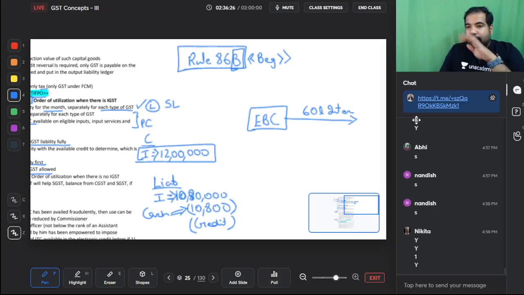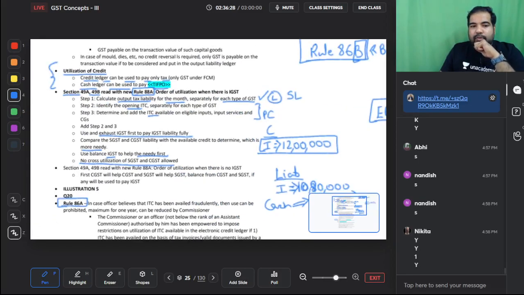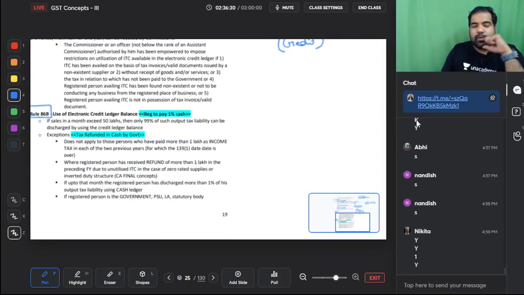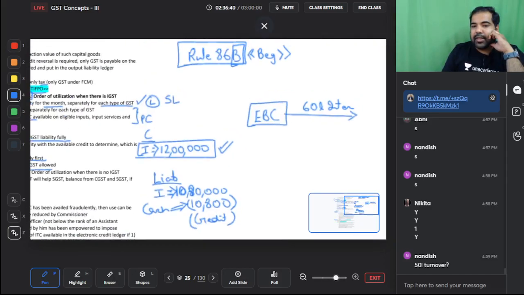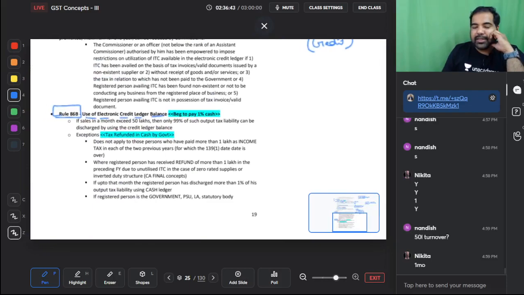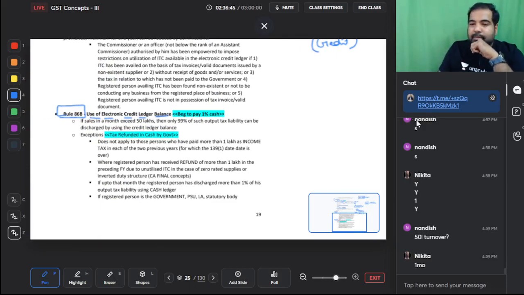Guys, this does not apply to 4 people. We will see right now. But first, this section. Use of electronic credit ledger balance. So this credit ledger balance, how much can we use? That is what they're talking about. If you cross 50 lakh sales in a month, if sales in a month exceed 50 lakhs, then only 99% of the liability can be discharged through credit ledger. So that means 1% has to be paid through cash.